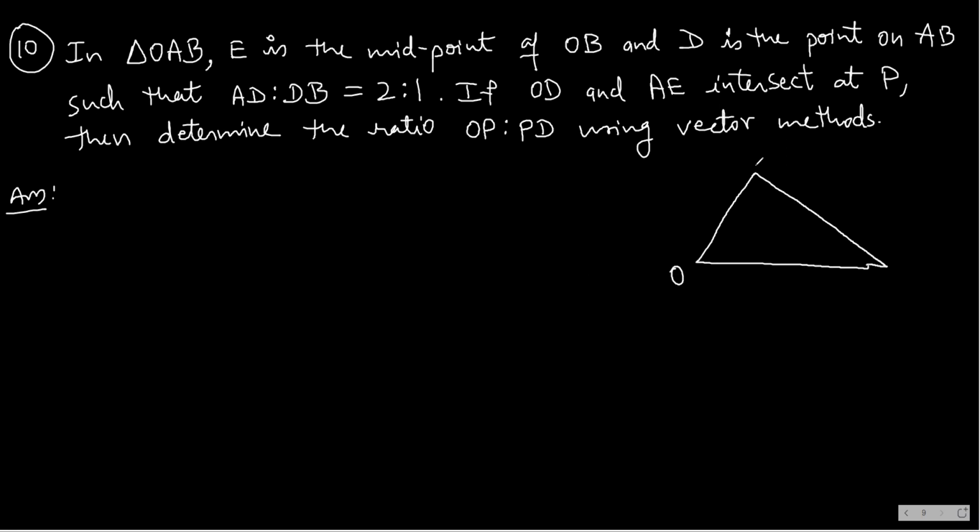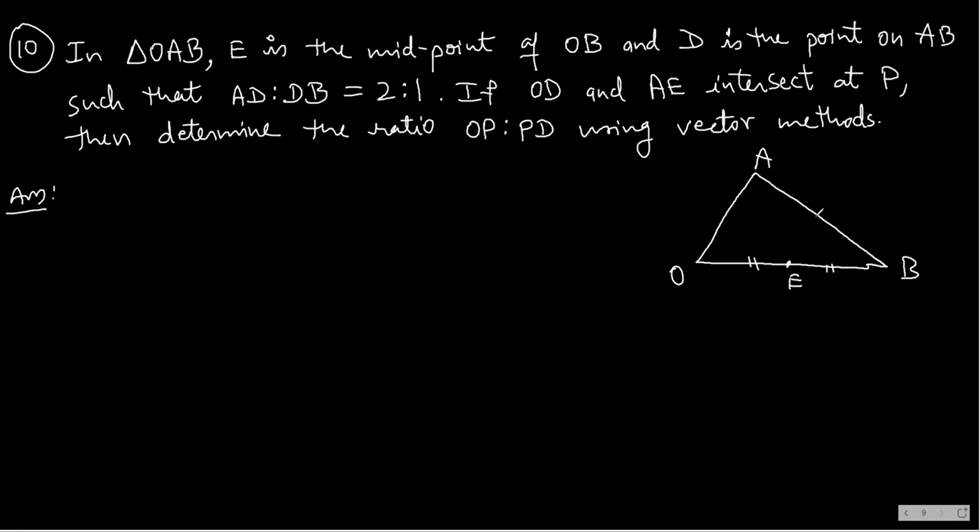A triangle OAB, right? What do they say? They say E is the midpoint of OB. So here you have E, which is the midpoint of OB. What do they say further? They say D is the point on AB such that AD upon DB is 2:1.